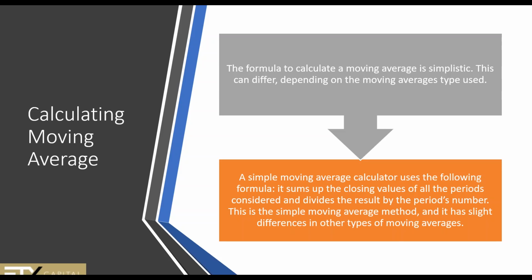So the formula to calculate a moving average is simplistic. Now, this can differ depending on the moving average type that's used. A simple moving average calculator uses the following formula. It sums up the closing values of all the periods considered and divides the result by the period's number.